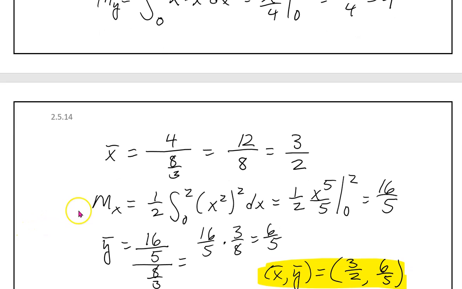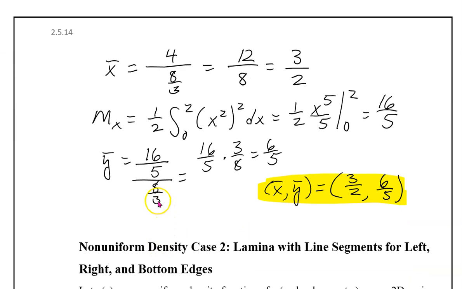Now let's look at the moment in the x direction, which of course changes the y value. The formula is 1/2 the function value squared dx. Notice that this gives us x to the fourth, which when integrated gives us x to the fifth over 5. This will result in 16 over 5. Take that value and divide by the area. This gives you 3/2, 6/5.